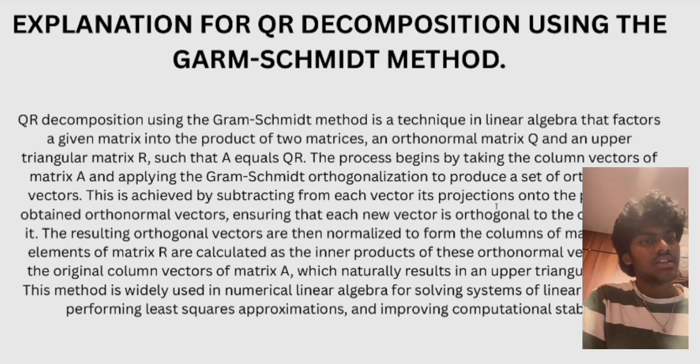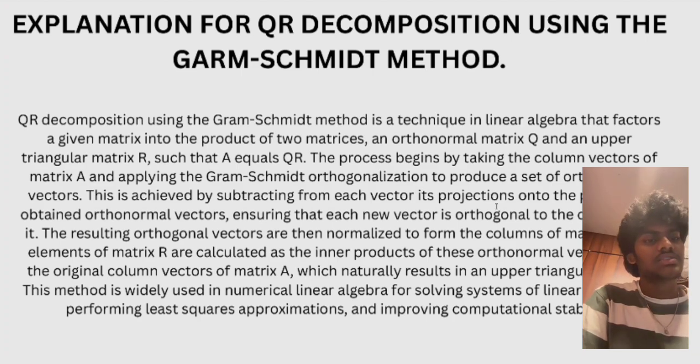orthonormal vectors. This is achieved by subtracting from each vector its projection onto the previously obtained orthonormal vectors, ensuring that each new vector is orthogonal to the ones before it. The resulting orthogonal vectors are then normalized to form the columns of matrix Q. The elements of matrix R are calculated as inner products of these orthonormal vectors with the original column vectors of matrix A, which naturally results in an upper triangular matrix.